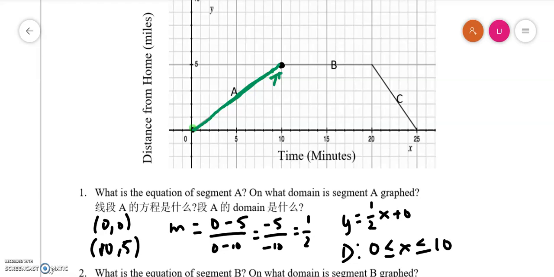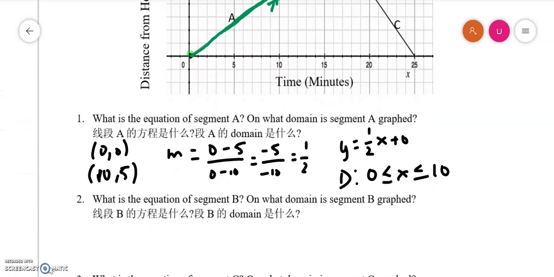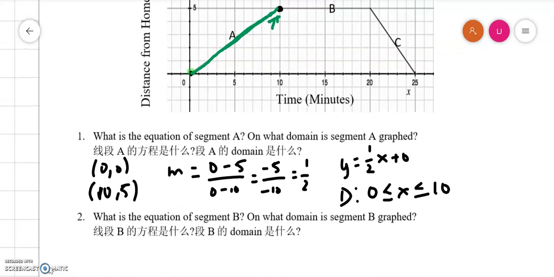All right, we're going to do this for the other sections as well, segment B and segment C. Segment B, again, we want the equation of segment B. Now notice, segment B is a horizontal line. So horizontal and vertical lines are actually a little bit easier because there should be some built-in equations that we know about them. The thing about horizontal lines, let's start it off the same way first. I'll use red this time.